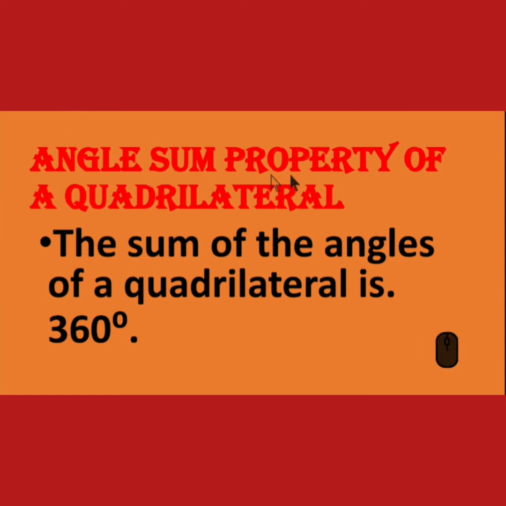Next is the angle sum property of a quadrilateral. The sum of the angles of a quadrilateral is 360. So in the quadrilateral there are four angles. Angle A plus angle B plus angle C plus angle D is 360. So it is the angle sum property of a quadrilateral. The sum of the angles of a quadrilateral is 360 degrees.